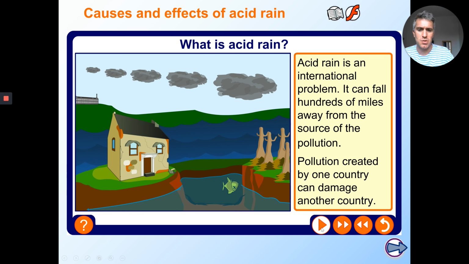Acid rain is an international problem. It can fall hundreds of miles away from the source of the pollution. Pollution created by one country can damage another. So the things that you're doing can cause damage somewhere else, or the things that some other people are doing can cause damage to you. It's an international problem with international solutions. Not burning fossil fuels is the main solution.